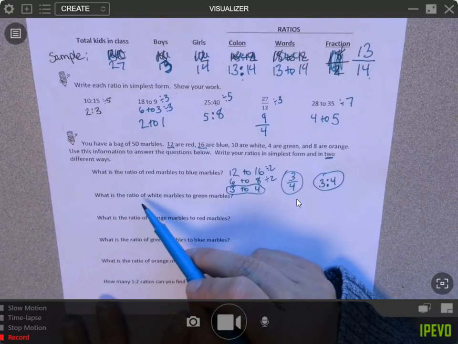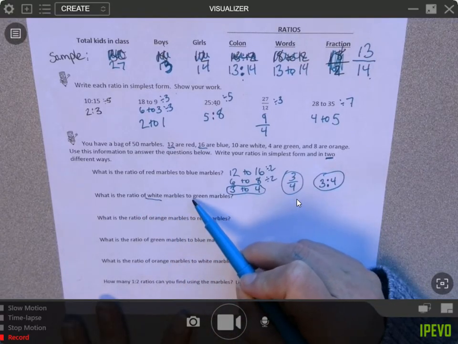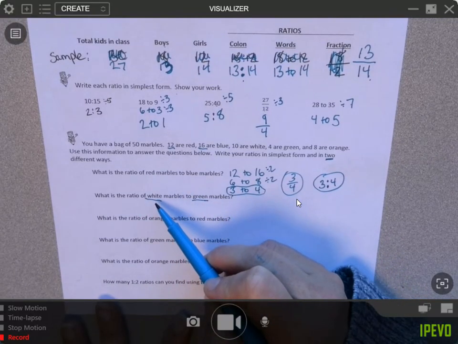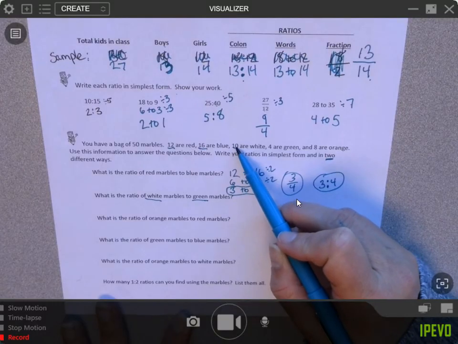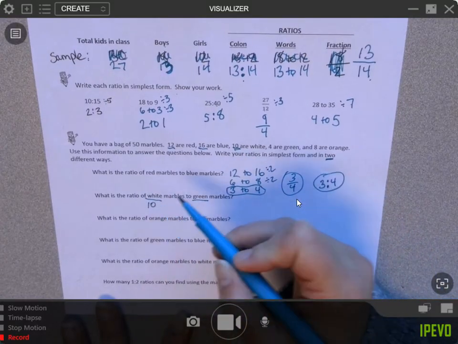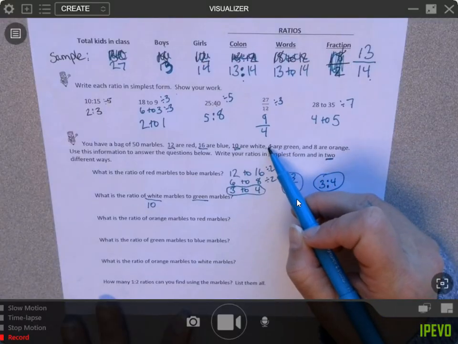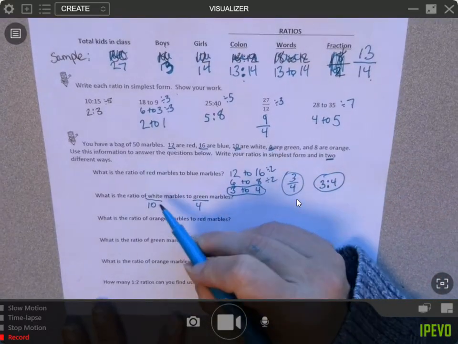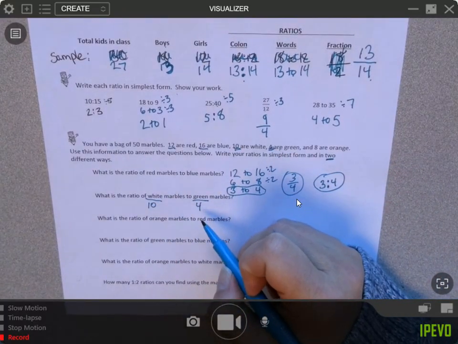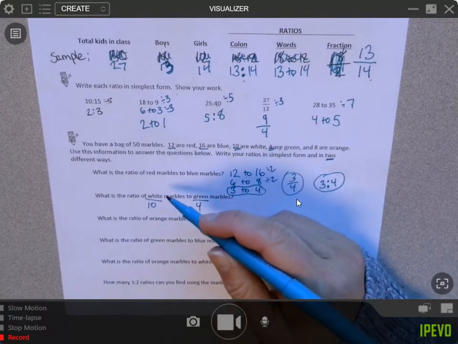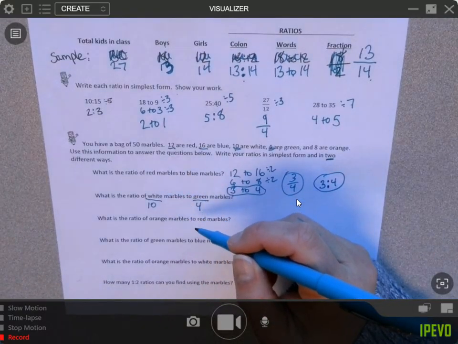So what is the ratio of white marbles to green marbles? I need to put the white first. There are 10 white, and green has 4. So I have to go in that order. It has to go white to green. We can't flip them.